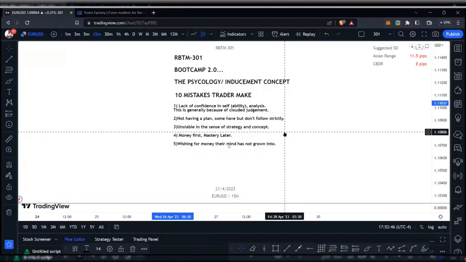Classic example, you want to load $50 and turn that $50 into 10,000 US dollars in 1 week. Is it possible? Yes. But has your mind grown into it? In fact, if you're hungry, don't be offended, the reason why some people will never grow their accounts to $500 is because $500 is too much for their mind. Once you are on $200, you just start misbehaving. So they wish for money that their mind has not grown into.